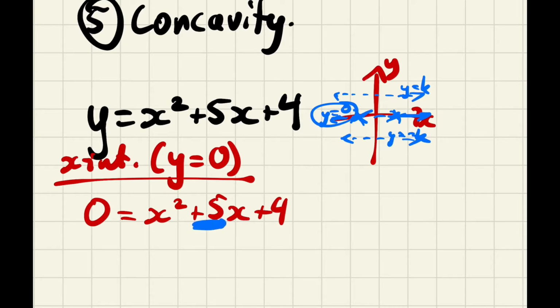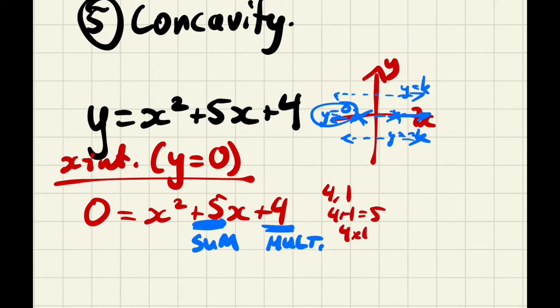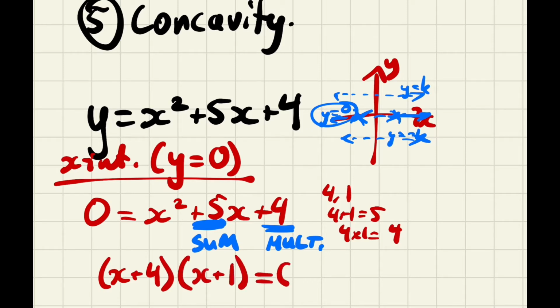Here, I need to find two numbers that have a sum of positive 5 and that multiply to give us positive 4. And for that, we can clearly see that our numbers are 4 and 1, because 4 plus 1 is equal to 5 and 4 times 1 is equal to 4. Using those numbers, let's write those straight into brackets. So we'll have x plus 4, close bracket, x plus 1 is equal to 0.